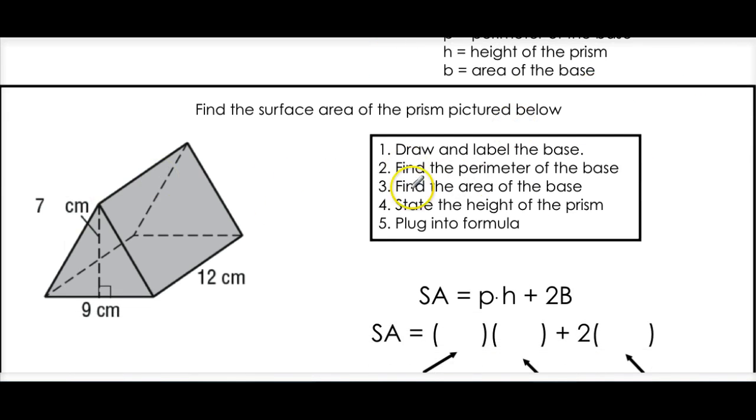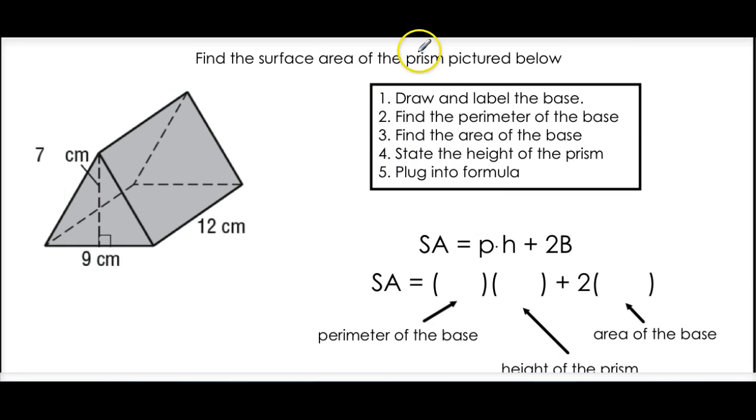So let's take a look at this example right here. We want to find the surface area of the prism here. Step 1, we're going to draw and label the base. Now if we look over here, which is our base? Remember, it's not this. It is not this, because that is not the parallel sides. The parallel sides is this, the triangle. So our base is our triangle right here. See how these 2 are parallel to each other? That's why that's the base.